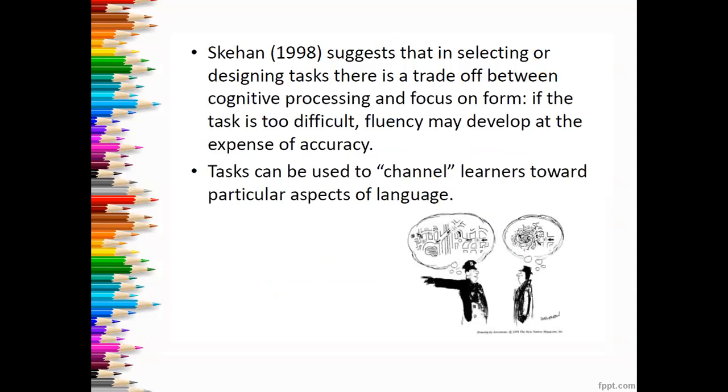Skehan, 1998, suggests that in selecting or designing tasks, there is a trade-off between cognitive processing and focus on form. If the task is too difficult, fluency may develop at the expense of accuracy. Tasks can be used to channel learners toward particular aspects of language.